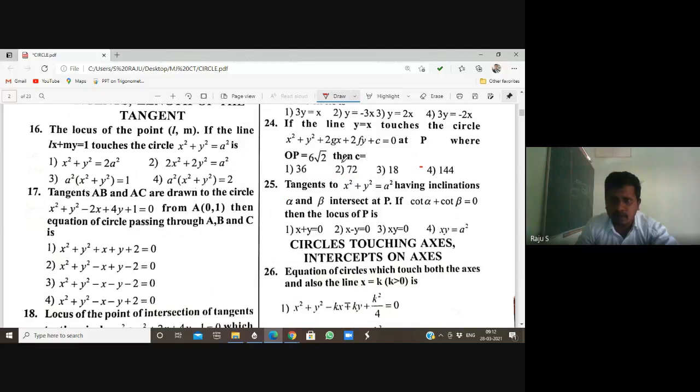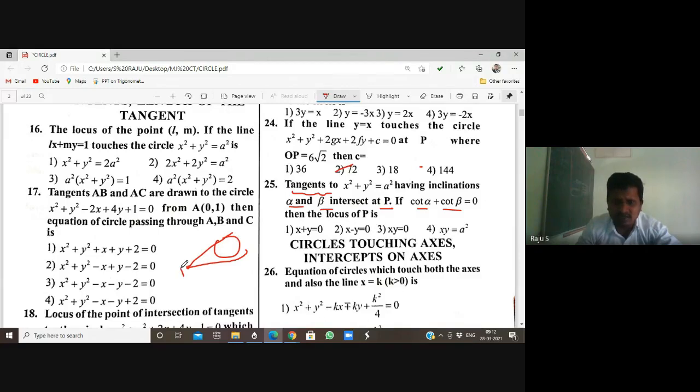Okay, right. So coming to this, this is quite a lengthy question. Lengthy question actually. So cot alpha plus cot beta is equal to 0 they given. So you look at here, the tangents to the circle having inclination alpha, beta intersect at P. If cot alpha cot beta is equal to 0, then locus of P. Okay, right? So generally for any circle, there exist maximum two tangents, right? Okay, fine.